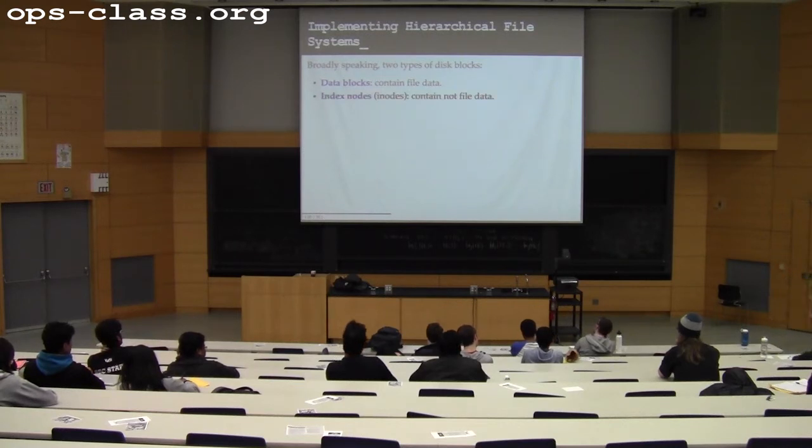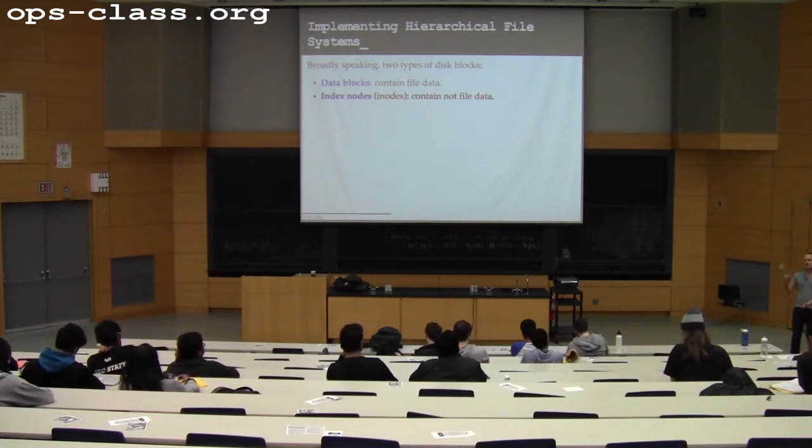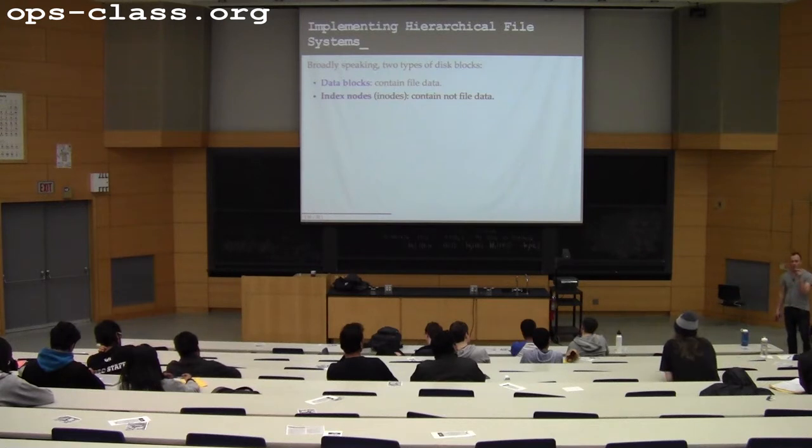And then there's other blocks. Sometimes we use the term inodes as a general term for this, although inodes actually have a little bit more of a specific meaning. But then there are the inodes and the metadata blocks that the file system uses to store information that it needs to record names, to record other metadata about the file, and for its own internal data structures. So there are blocks of data on your disk that do not correspond to file contents.